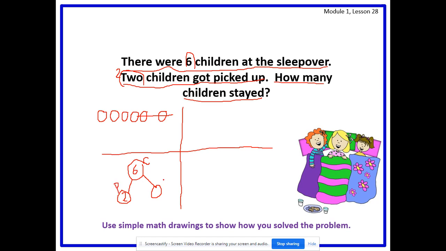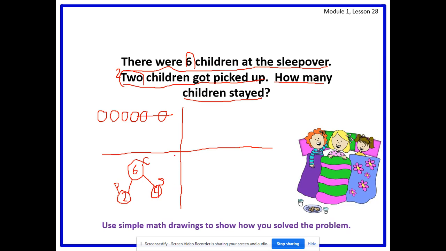But we want to know how many children stayed, which is our unknown part, right? But after we crossed off the 2 that got picked up, how many children stayed? Get ready. Yes, 4. Let's count. 1, 2, 3, 4. So our unknown part is 4.